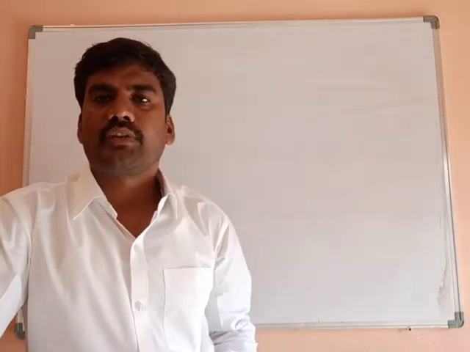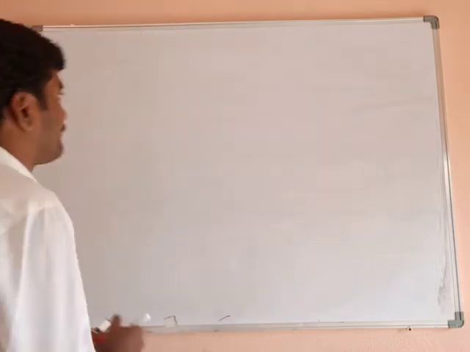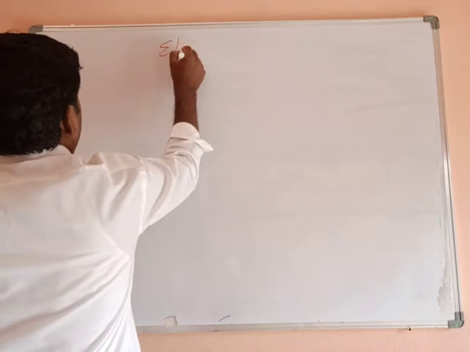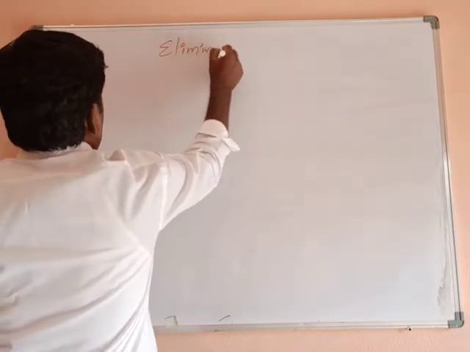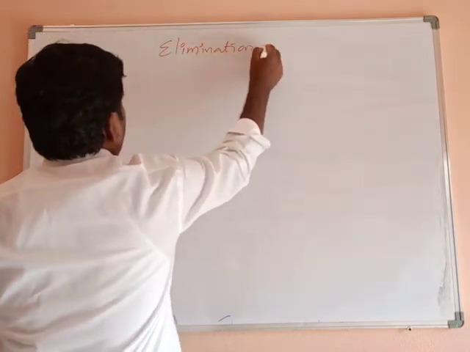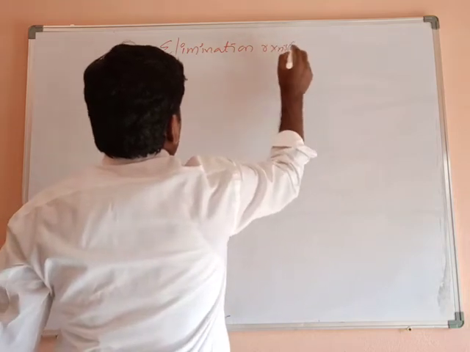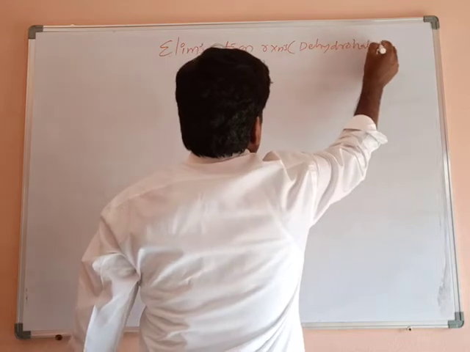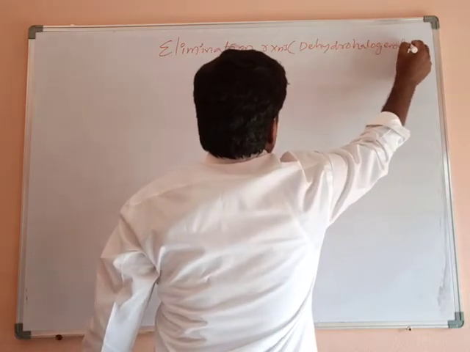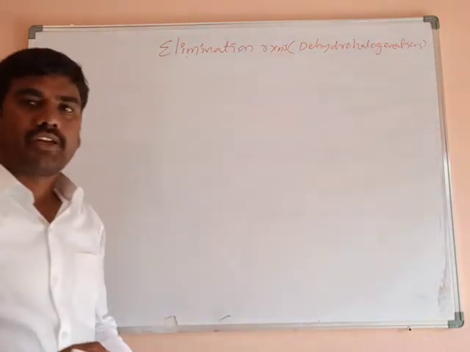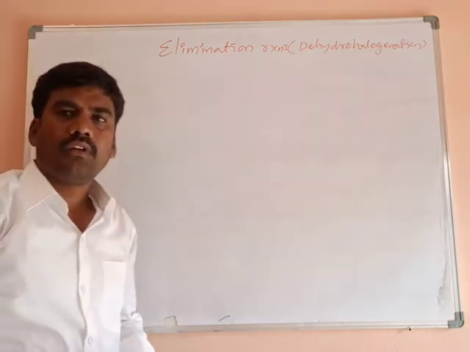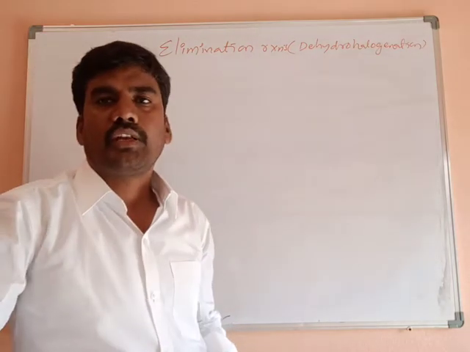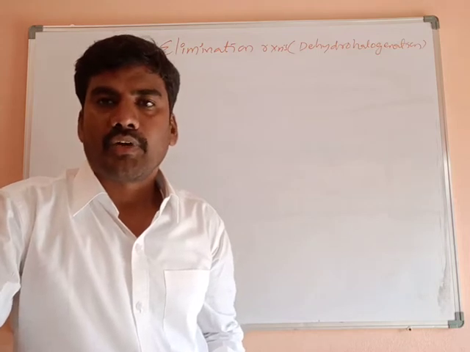Hello students, today we are going to discuss the elimination reactions of alkyl halides. These are also called dehydrohalogenation reactions. Dehydrohalogenation means hydrogen and halogen are both eliminated from adjacent carbon atoms.